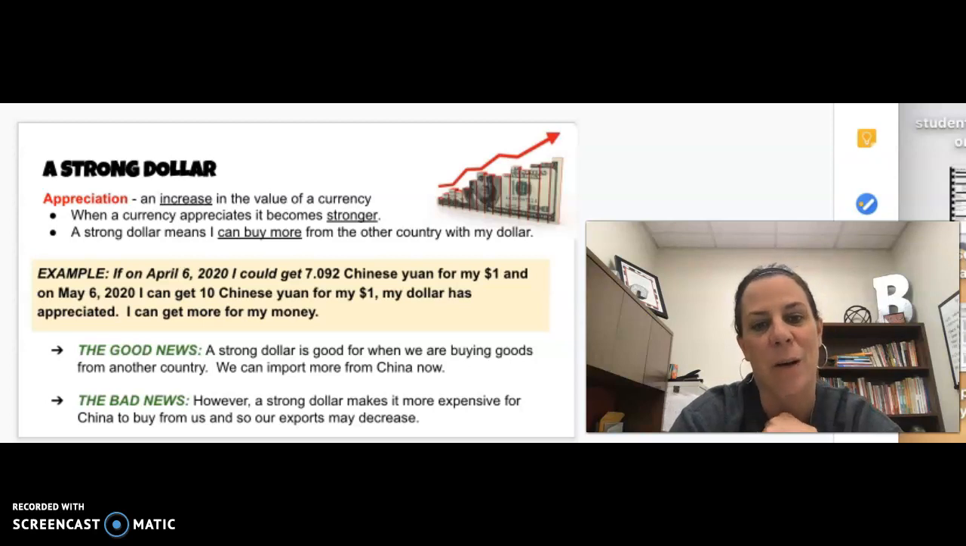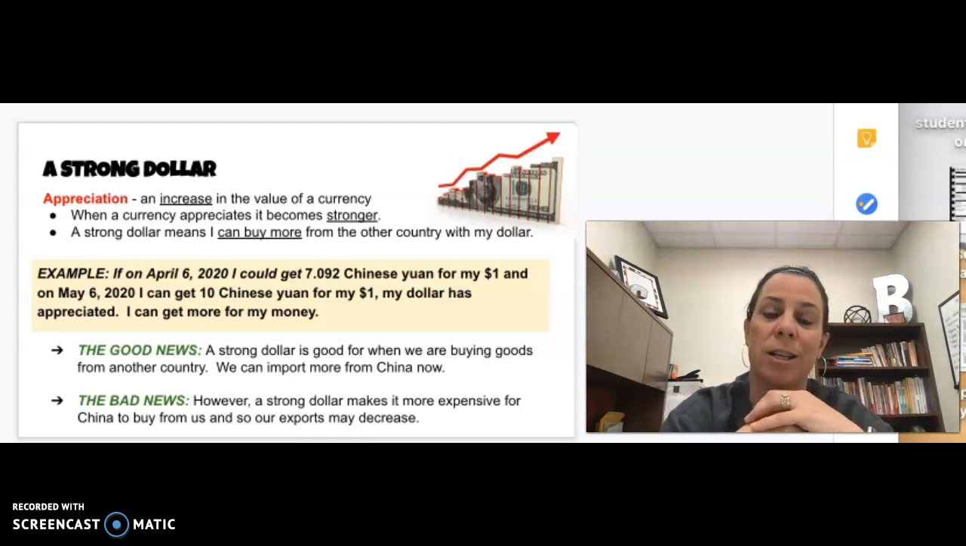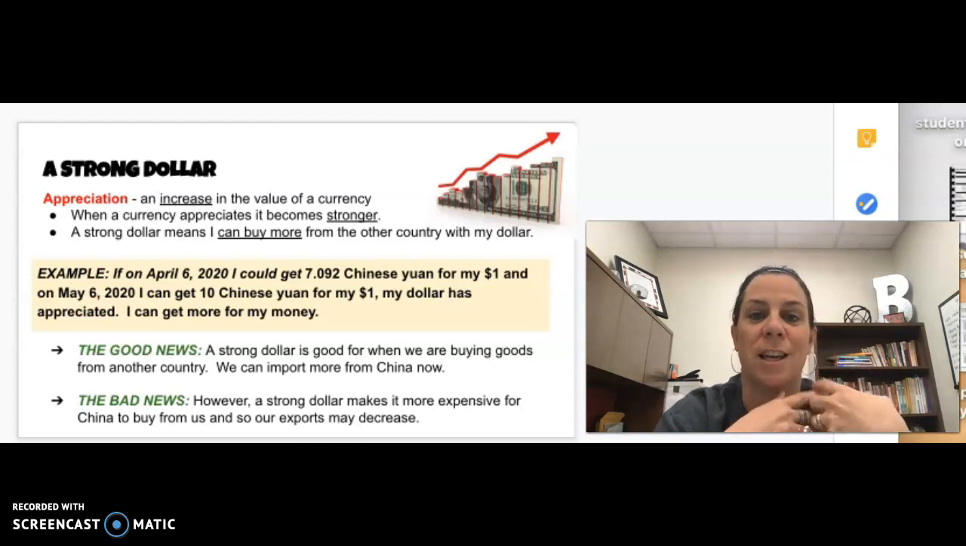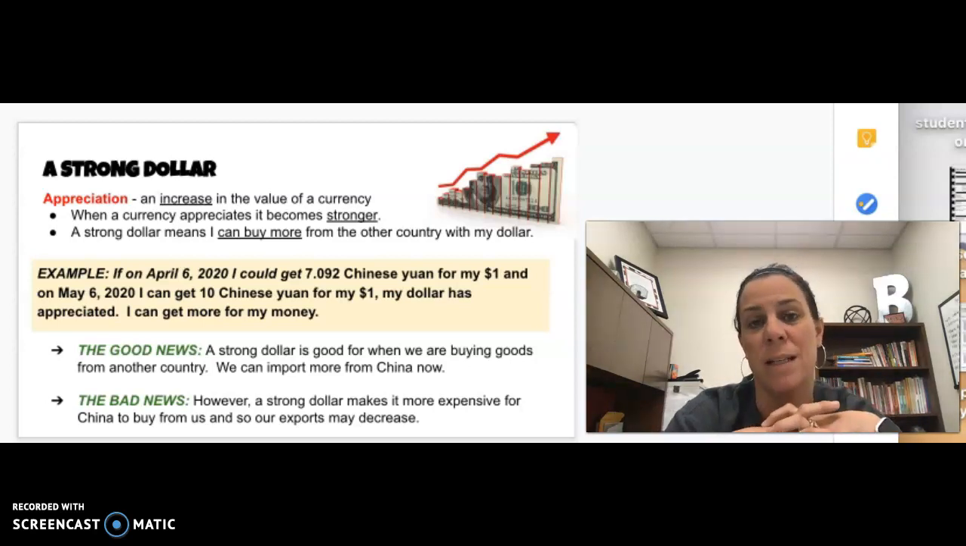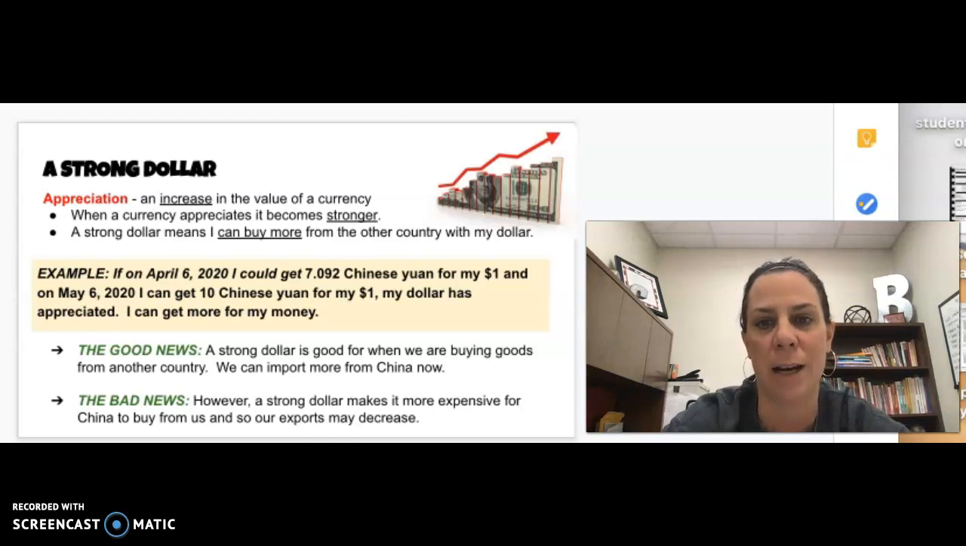The bad news, however, is if people are trying to buy from us. A strong dollar makes it more expensive for China to buy our goods. So our exports might decrease with a strong dollar. It's not as good for that US-based company to have a strong dollar to get global companies or people from other countries to buy from us. Okay, that's the good news and the bad news of a strong dollar.